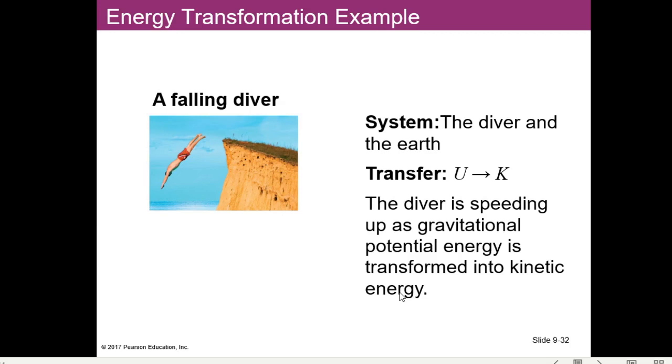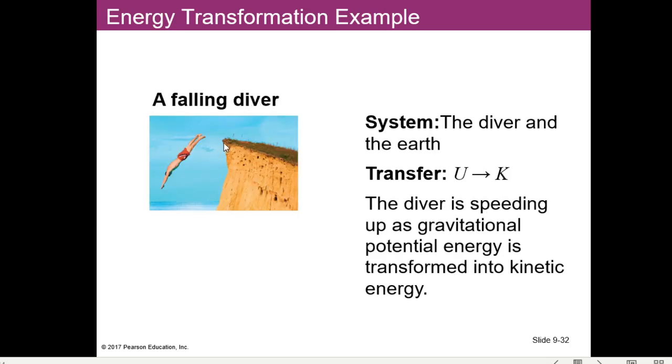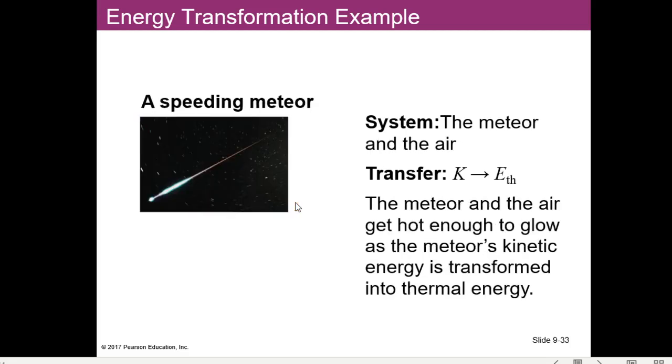So there you are. The diver is falling off a cliff, so that the diver had gravitational potential energy when standing on the cliff, and then he just sort of falls off, and as he falls, he speeds up. How does he get the kinetic energy of speed that he's acquiring by speeding up there? Well, he's transforming his gravitational potential energy, that is his energy of position at the top of the cliff, into kinetic energy, energy of motion.